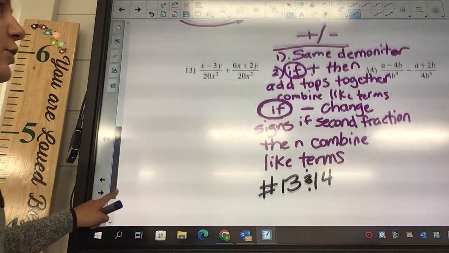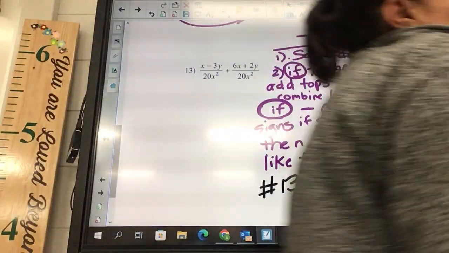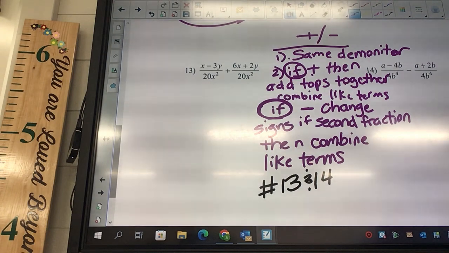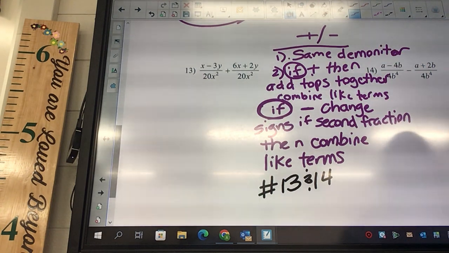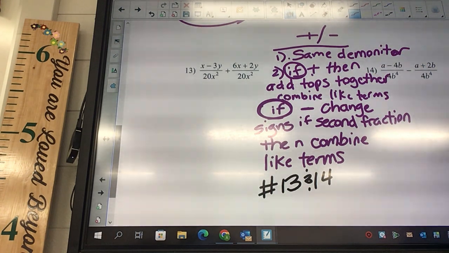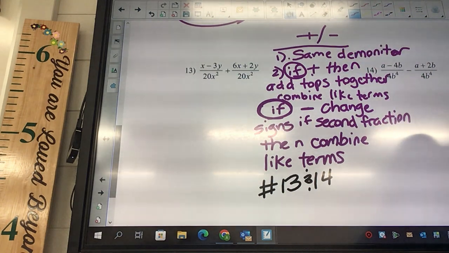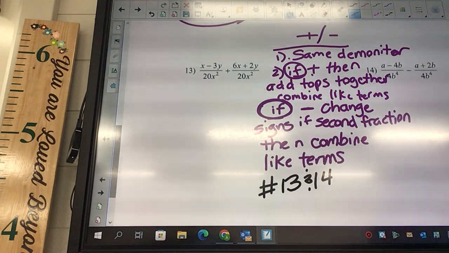Okay, 13. The instructions are kind of long, and I try to do my best to write them to make somewhat sense. Okay, so this is for 13 and 14. First of all, you need to have the same denominator. The way you can tell it's for these problems is it's a plus and minus. So we need to have the same denominator, which on all these ones we do.